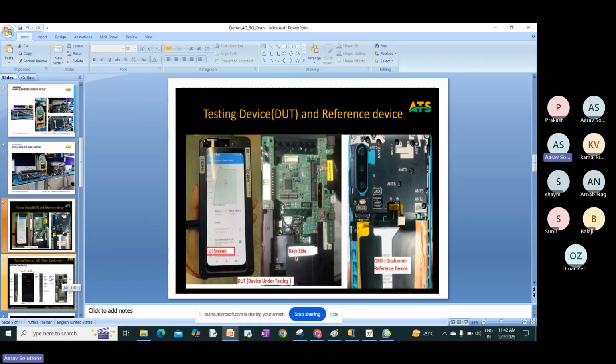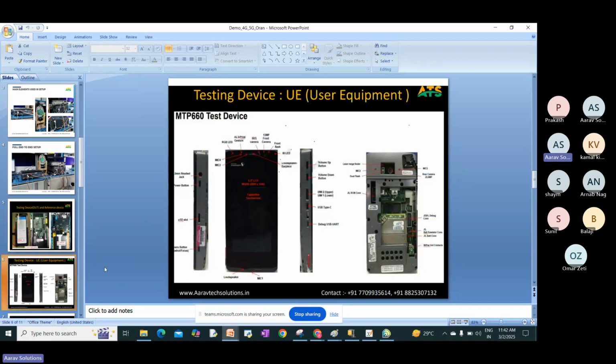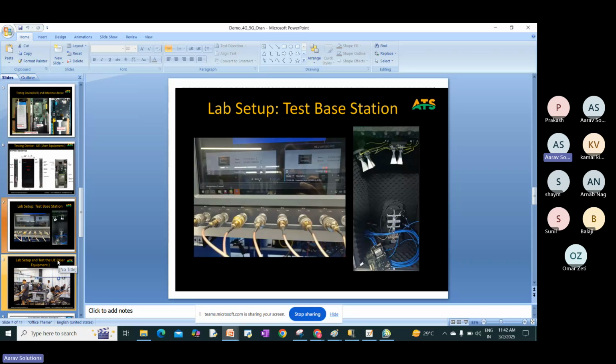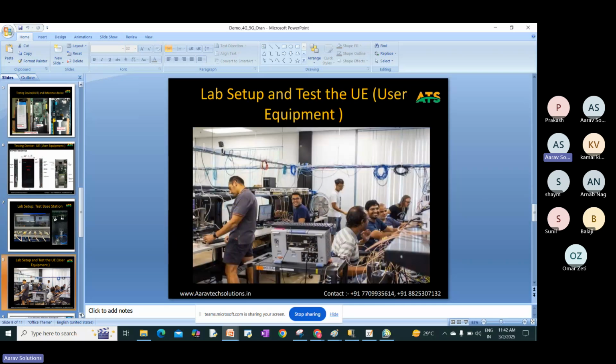We have different ports in this DUT, so we will share what connections we have, how exactly we can test, how we can make the setup ready, and what the requirements are before we make the setup ready. This is a lab setup, a lab-based session basically. Here you can also see how to make connections. This is just a lab environment.